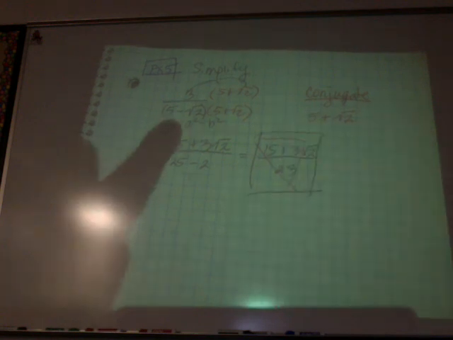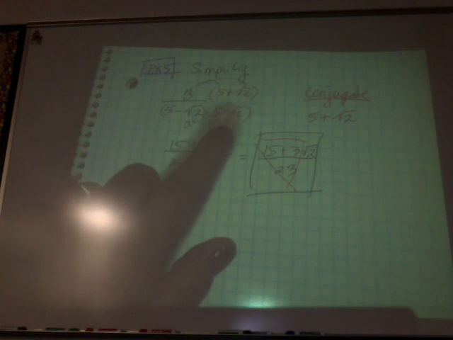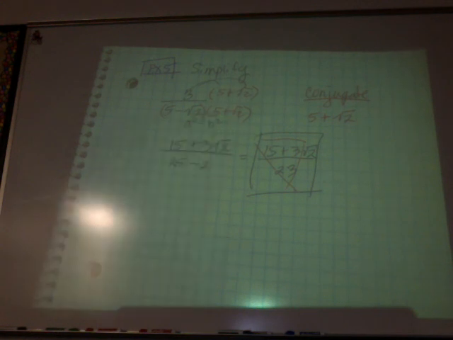What if this had been a plus? What would this have been over here? A minus. So you'll practice that on today's homework. Any other questions or concerns? Okay, so hopefully that's all review. We'll see.